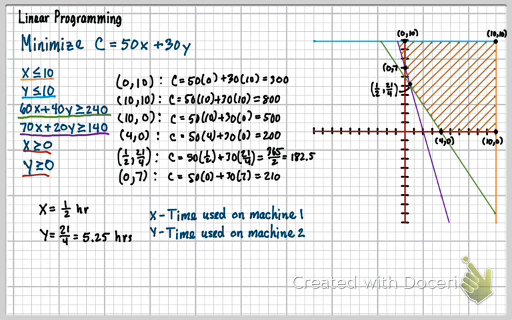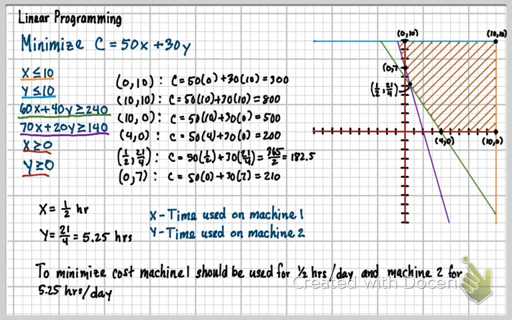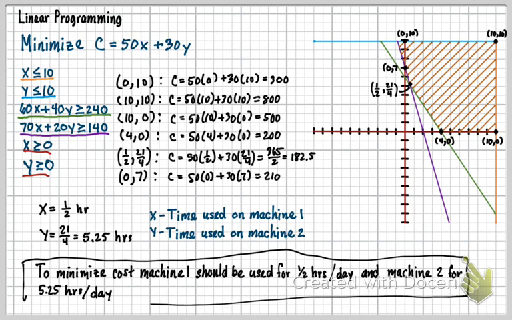So then our final answer should read, to minimize cost, machine 1 should be used for 1/2 hour per day and machine 2 for 5.25 hours per day. So there's our answer.